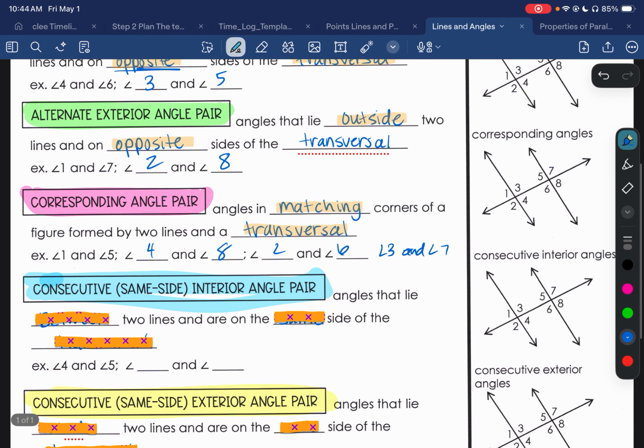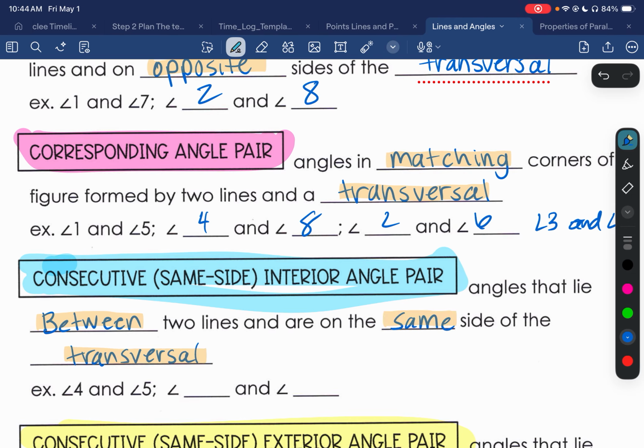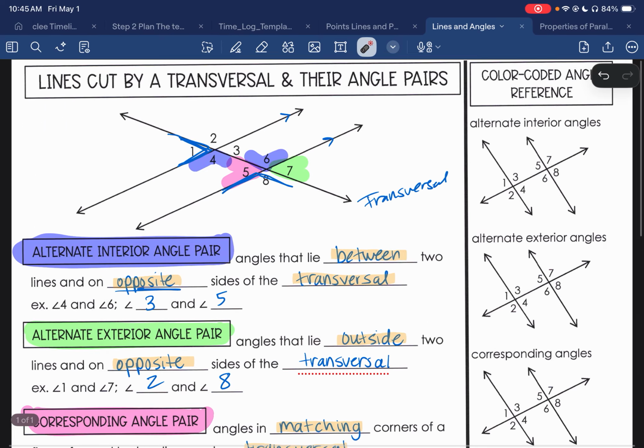So we have consecutive same side interior. I know you're like, what the heck is this? Consecutive means same side interior angle pairs. Okay, so consecutive, what does that mean? It means the angles that lie between the lines that are on the same side of the transversal. So consecutive interior angles. First of all, interior means it's got to be one of those four. Same side, so it can't be opposite, it has to be on the same side.